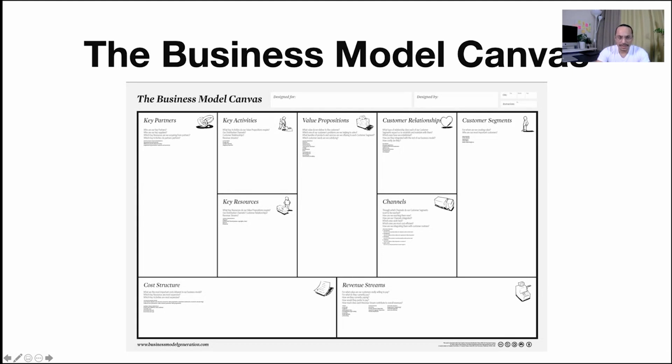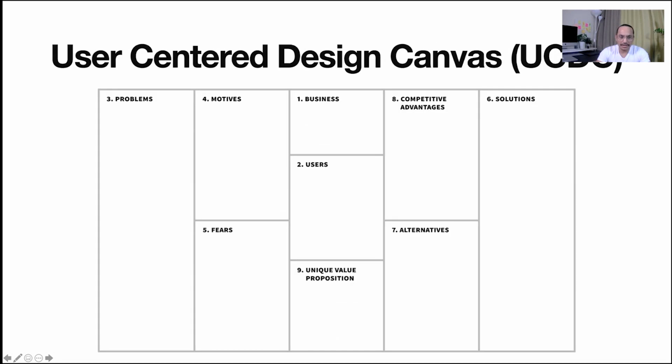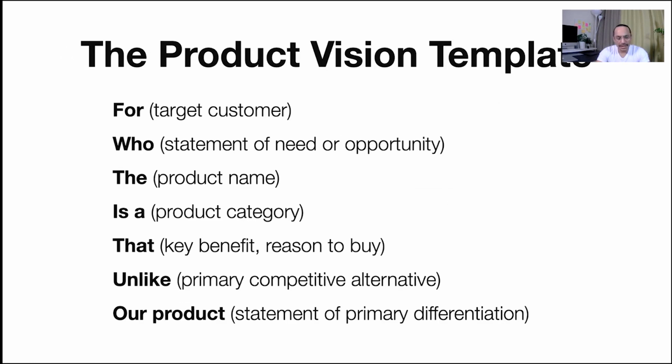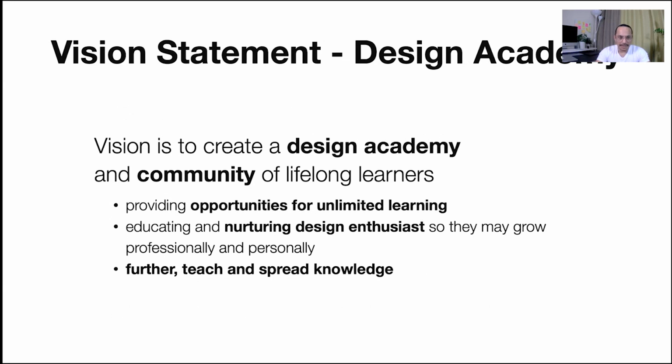So learn about that and also try to master and learn what is this UCDC. Okay, that is user centered design canvas. So try to master both of these. And also I explained about the product vision. So this was the basic template. So when working on any product you should create the product vision also. And this was one example that I showed you for the Design Academy.